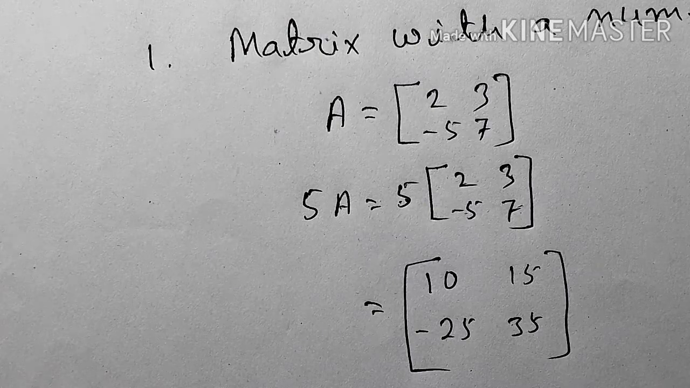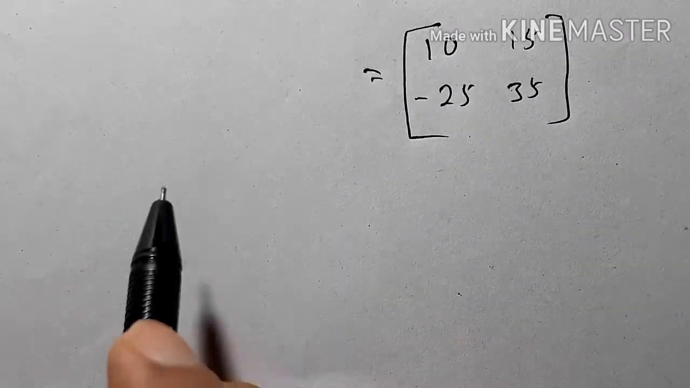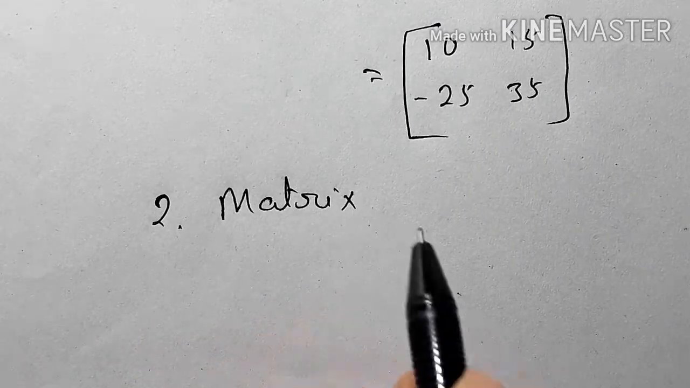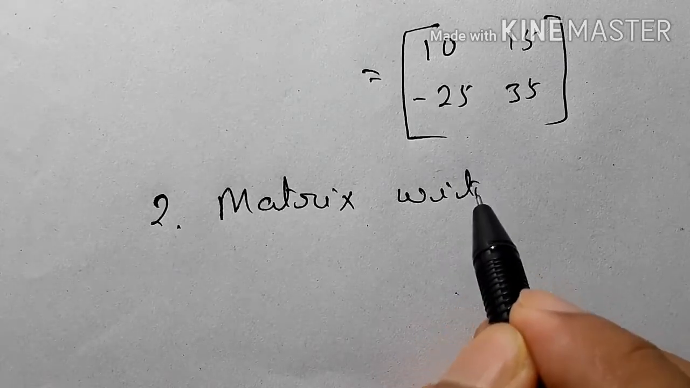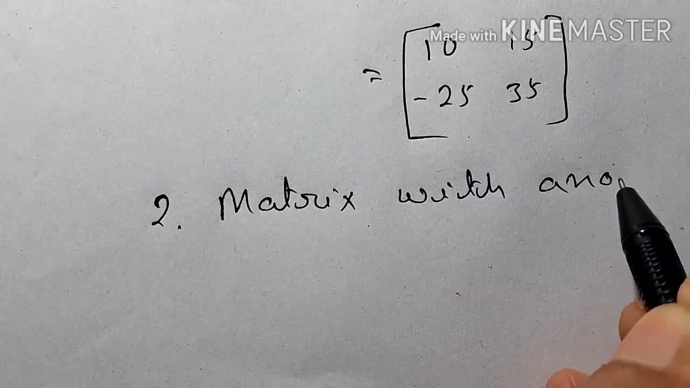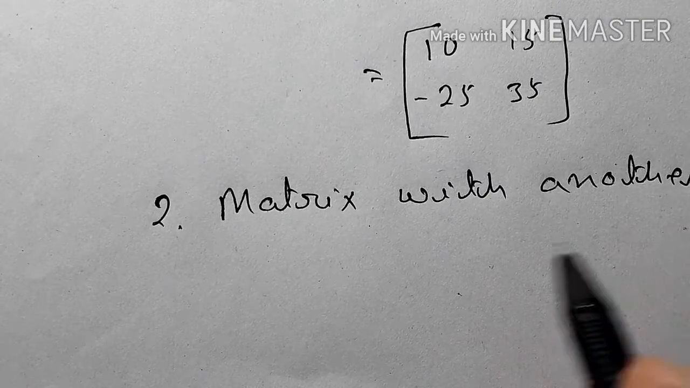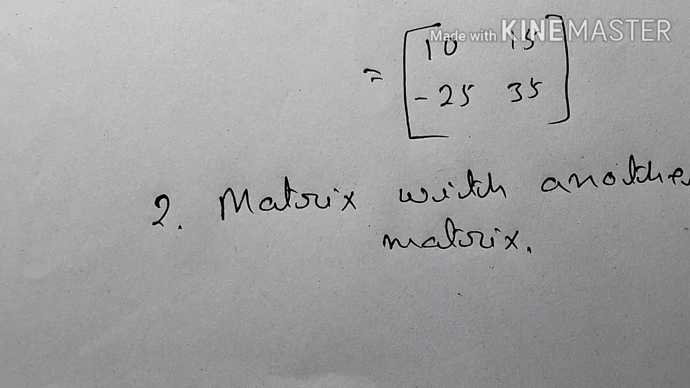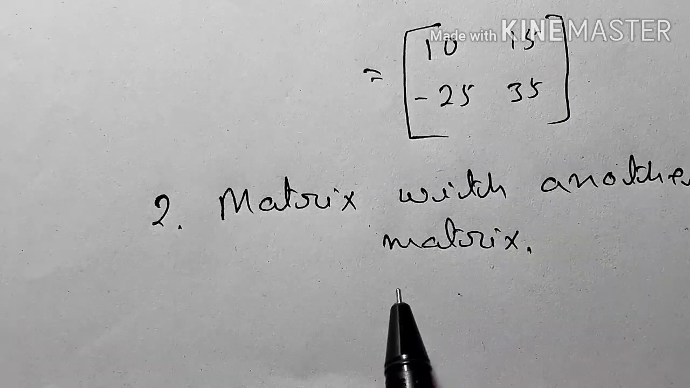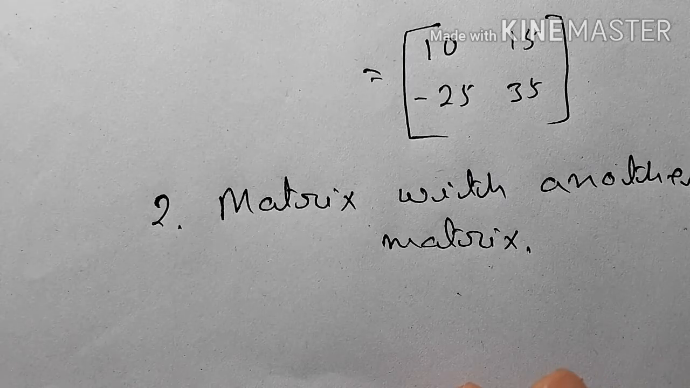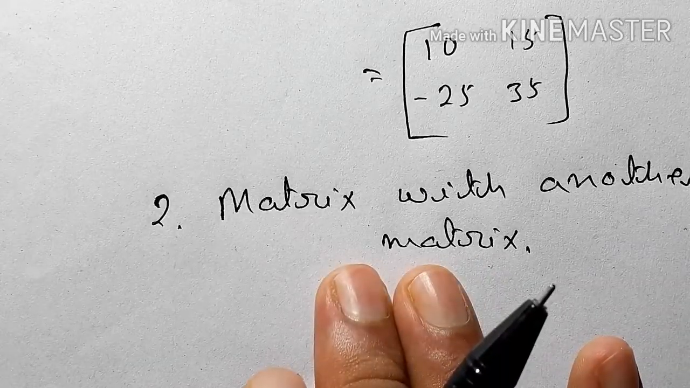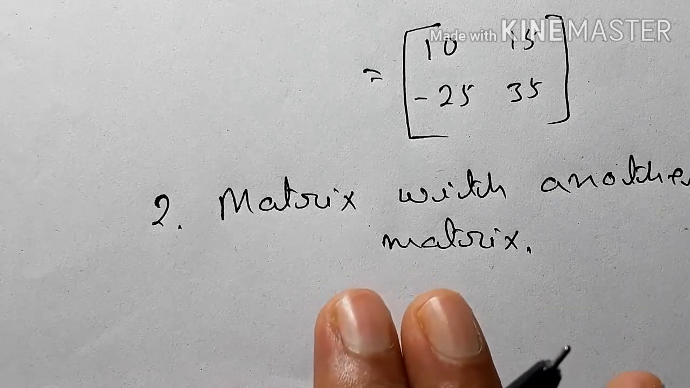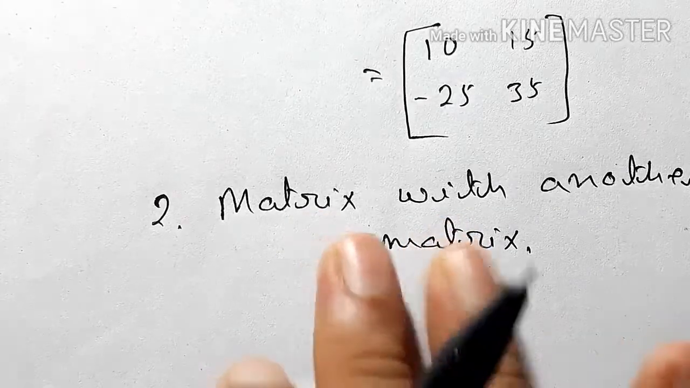Now the second type. What is the second type? Number 2, matrix with another matrix. This topic is somewhat long, so I am not discussing it here. I am sending another video where this topic will be discussed.